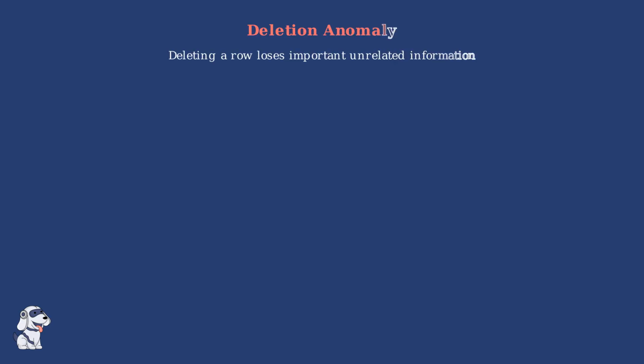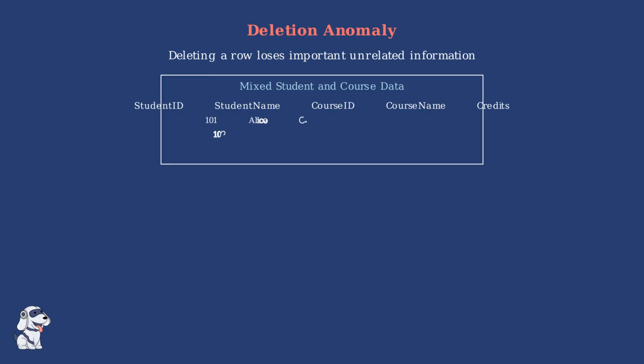The deletion anomaly is perhaps the most dangerous of the three. It occurs when deleting a row causes you to lose important information that should be preserved. This can result in permanent data loss that cannot be recovered. Consider this scenario. We have course information mixed with student enrollment data. Each row contains both student details and course details.